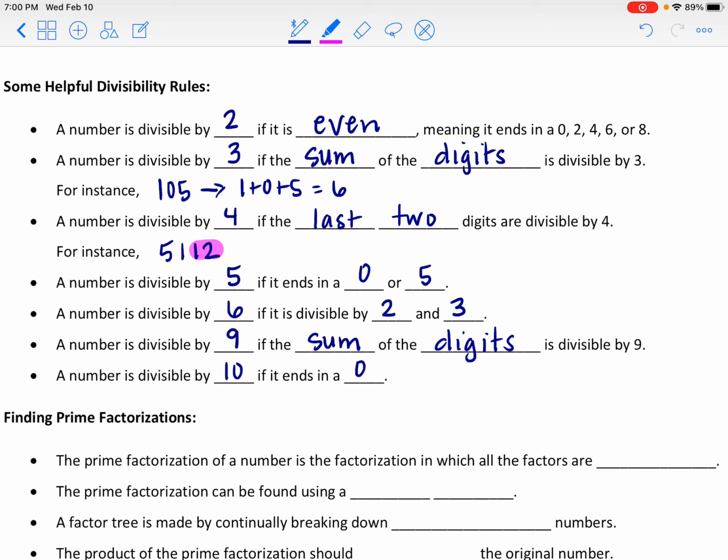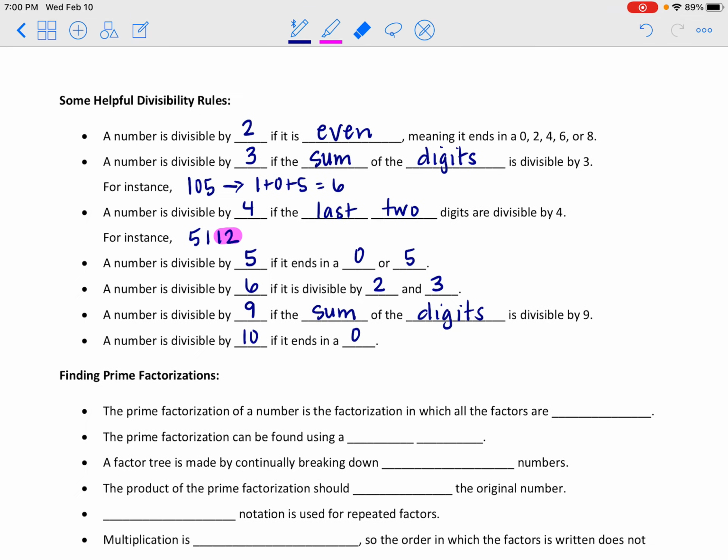I tend to use, for sure, the 2, the 5, the 10, and then I also use the 3. Sometimes I forget about the 4, the 6, the 9, but I guess the more you can commit to memory, the easier it will make things for you division-wise, but whatever you have room for, okay? So those are helpful divisibility rules.